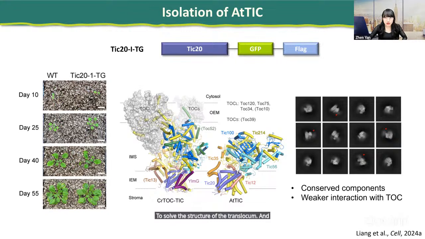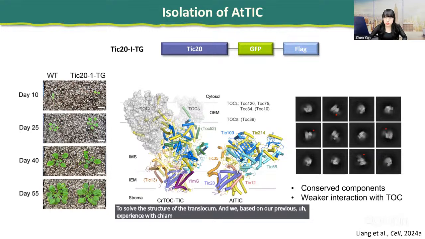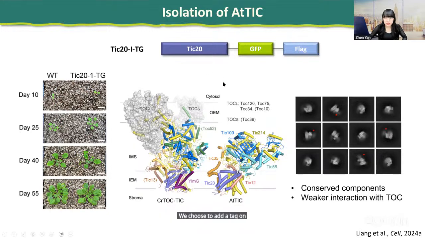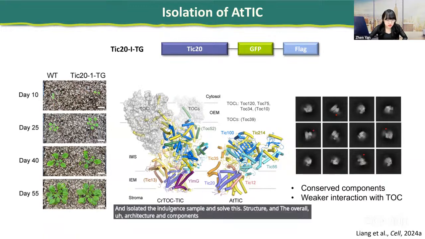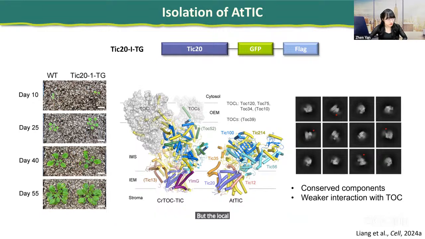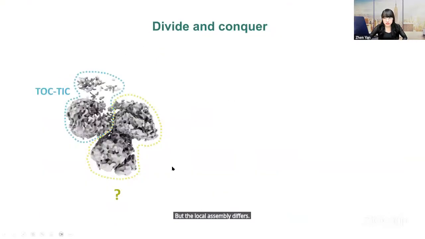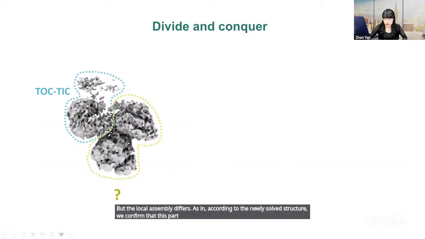Based on our previous experience with the Chlamydomonas system, we chose to add a tag on the TIC20 and generate the transgenic line, isolate the endogenous translocon sample and solve this structure. The overall architecture and components are conserved with that in Chlamydomonas, but the local assembly differs. And then, according to the newly solved structure, we confirm that this part is the TOC-TIC.